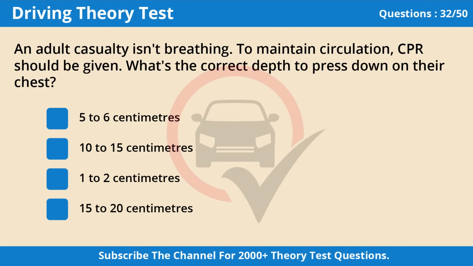Question 32. An adult casualty isn't breathing. To maintain circulation, CPR should be given. What's the correct depth to press down on their chest? A. 5 to 6 centimeters. B. 10 to 15 centimeters. C. 1 to 2 centimeters. D. 15 to 20 centimeters.